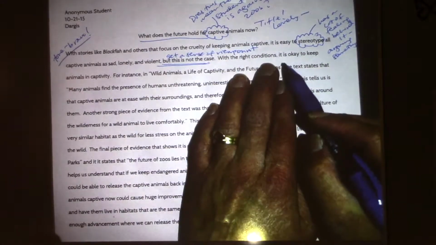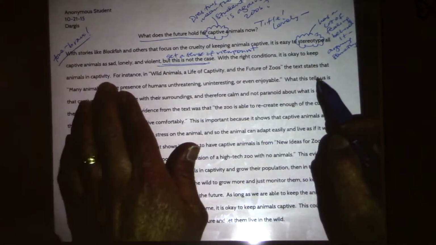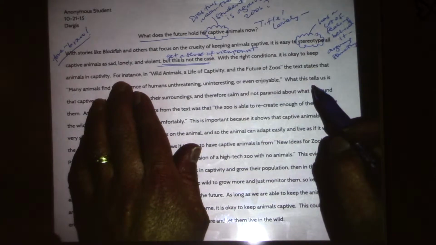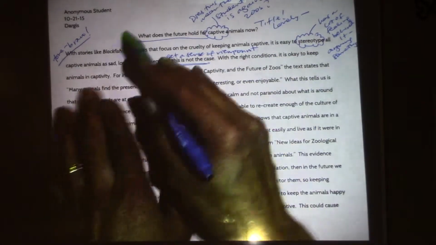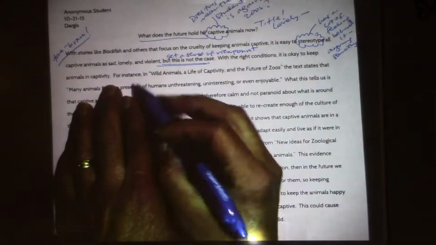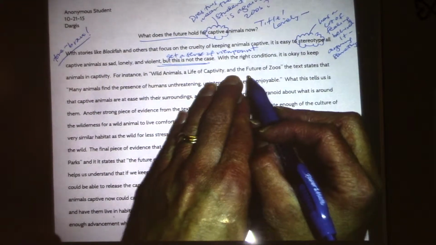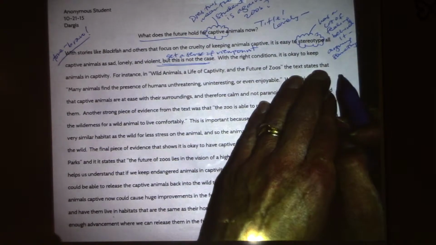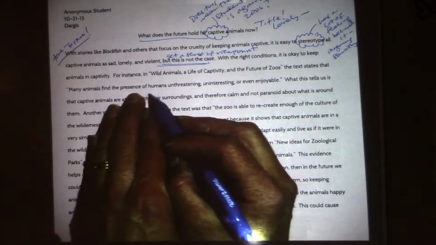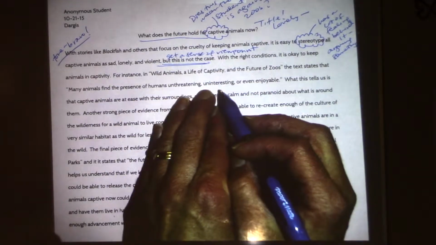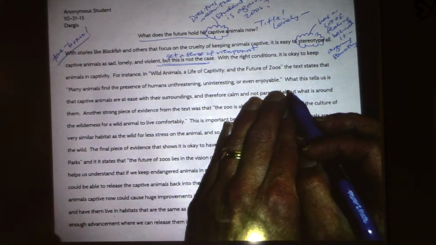With the right conditions, it is okay to keep animals in captivity. All right, so kind of reiterating what they were saying up there, just making it very clear. For instance, in Wild Animals, A Life of Captivity and the Future of Zoos, the text states that many animals find the presence of humans unthreatening, uninteresting, or even enjoyable.